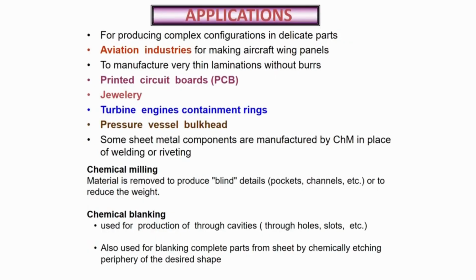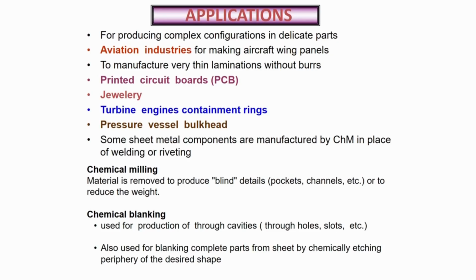It is very famous in the jewelry industry. Whatever intricate components of jewelry are made by this engraving process, the chemical machining process. Turbine engine containment rings are made by the chemical machining process. Pressure vessel bulkheads are made by this process. Some sheet metal components are also manufactured by chemical machining.